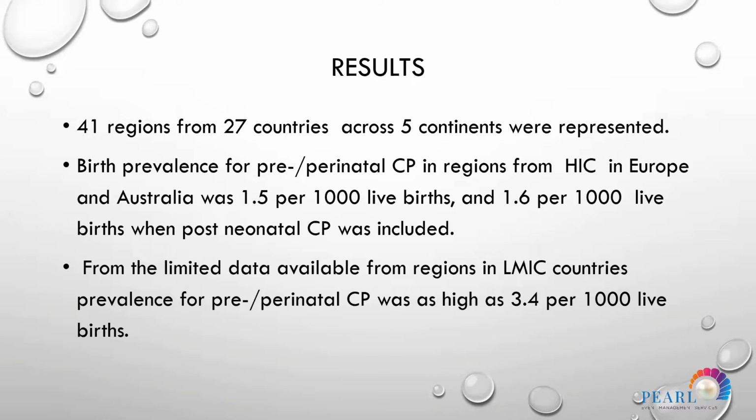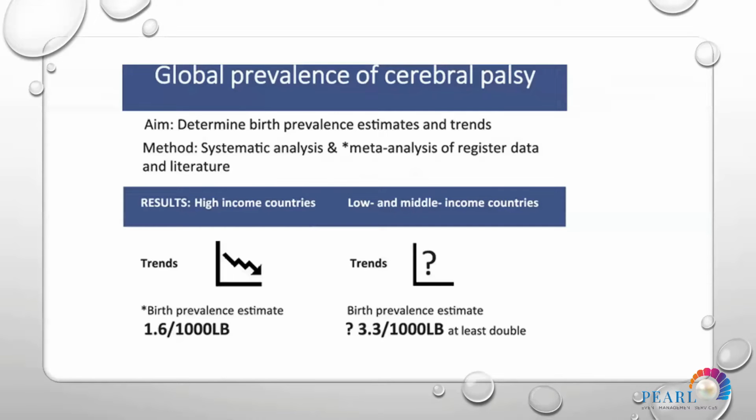From the very limited data which was available from low and middle income countries, prevalence of pre- and perinatal CP was as high as 3.4 per 1,000 live births. So what it shows is that in high income countries, the trend of cerebral palsy prevalence is decreasing. However, in low to middle income countries, it is still the same. And that, we very well know, is attributed to the healthcare system providing better care to the mothers and the postnatal care to the babies in higher income countries, while in the lower income countries, the healthcare system is still not so good.